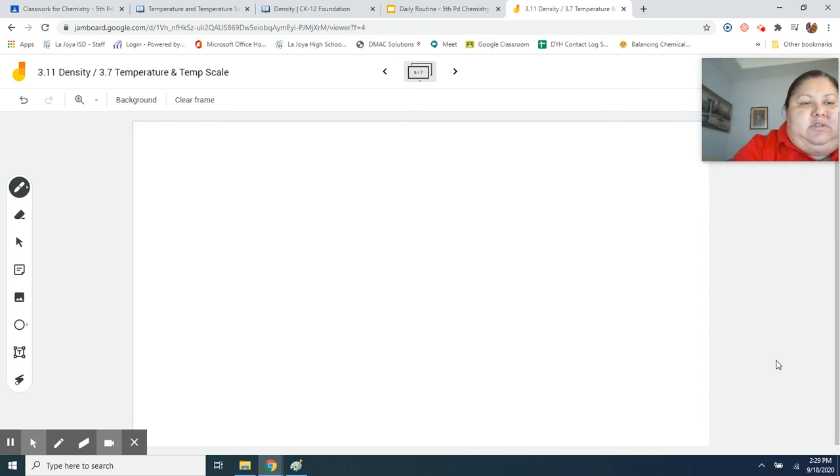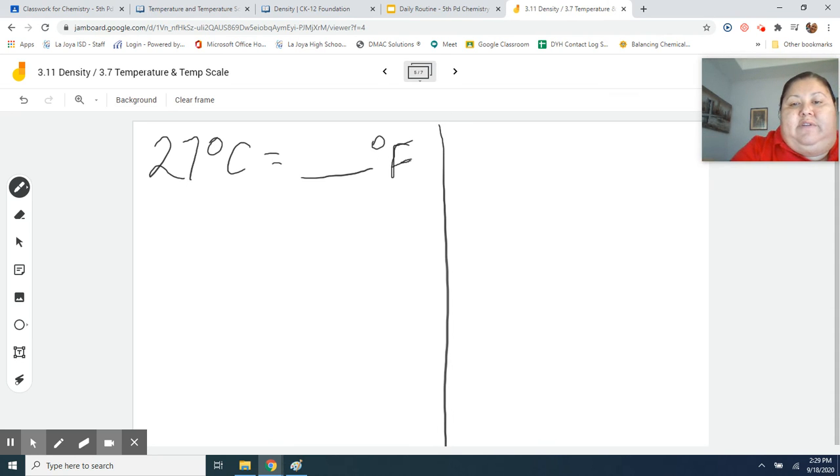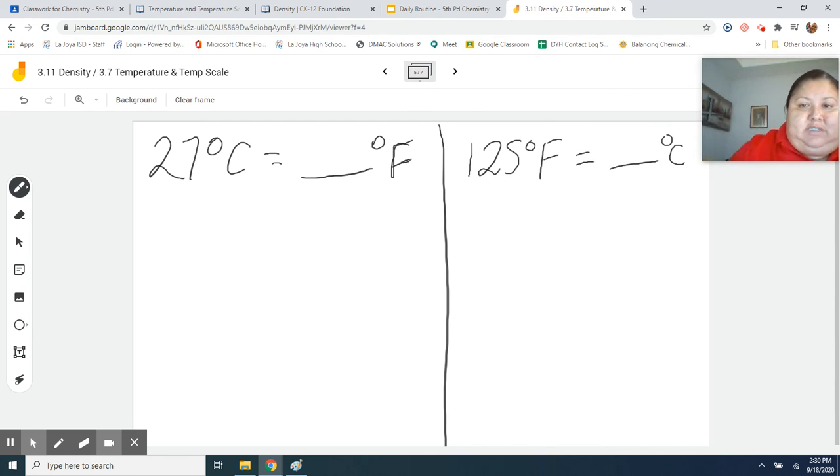All right. So if we have a question that says you have 27 degrees Celsius, I want you to change it and tell me the degrees in Fahrenheit. And at the same time, you have another question that says, if you have 125 degrees Fahrenheit, change that to degrees Celsius. So we're going to use the formulas that were given in the video. I cut out that video, but if you want to watch it, go ahead and watch it.